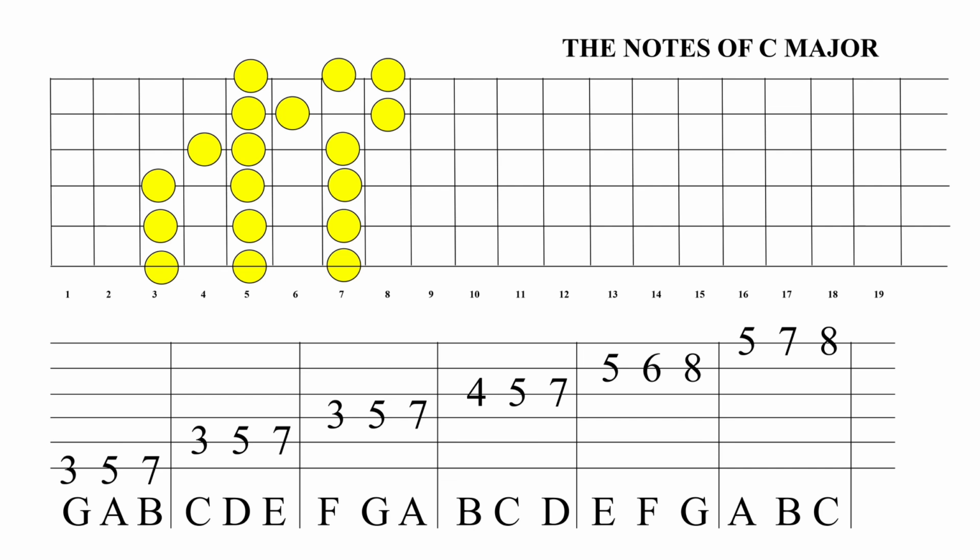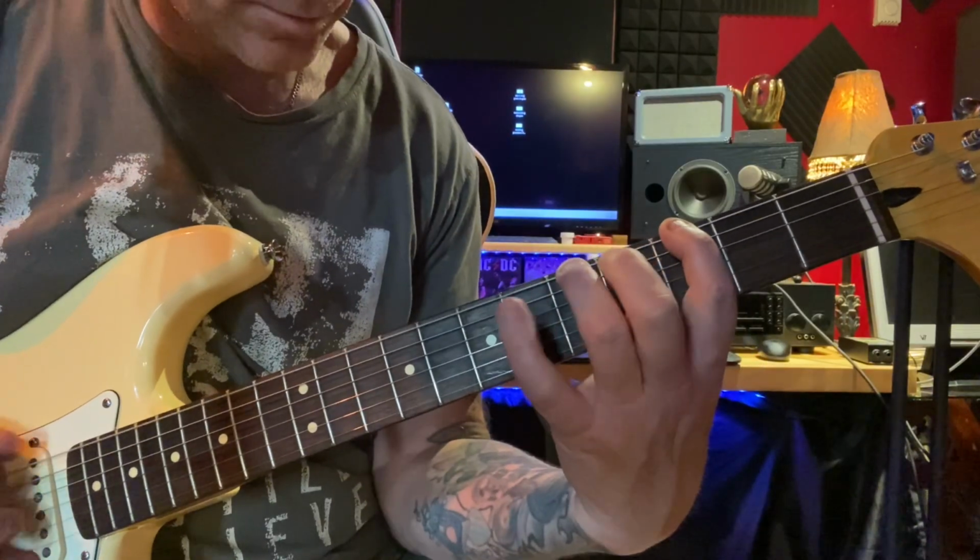All right, so we have our 5, 6, 8 on our B, and then we finish it off with 5, 7, 8 on the high E, which is A, B, and C. Okay, so all together up top here for our second scale position.